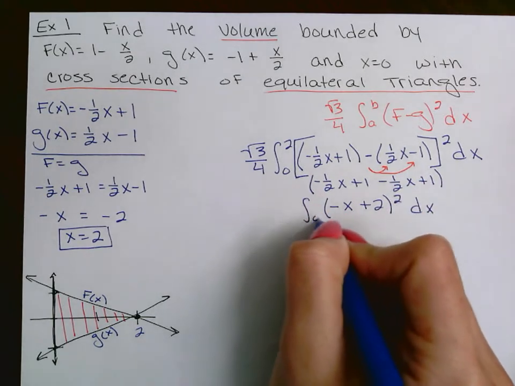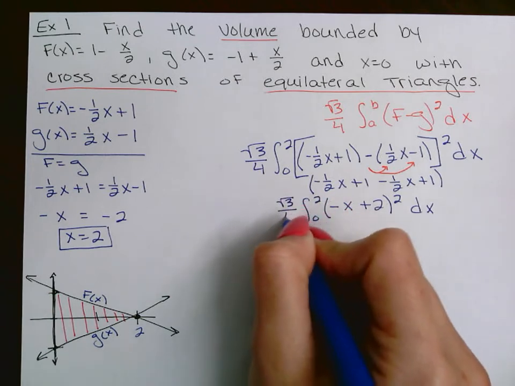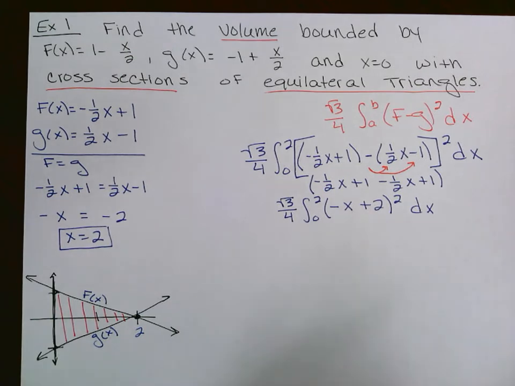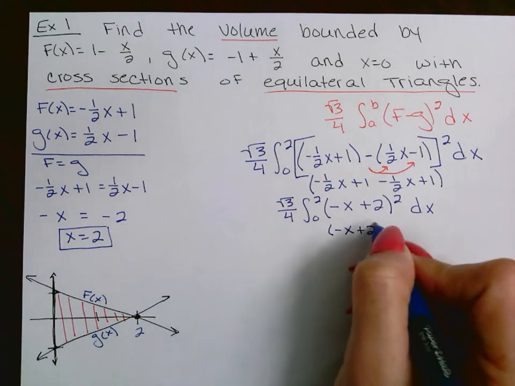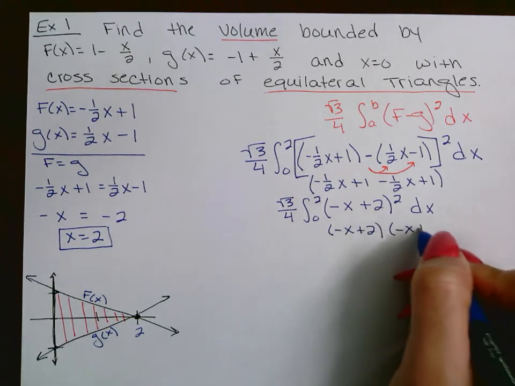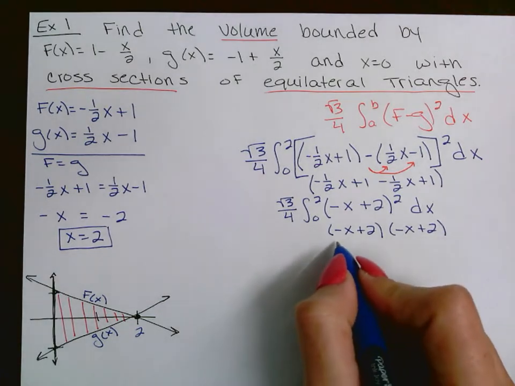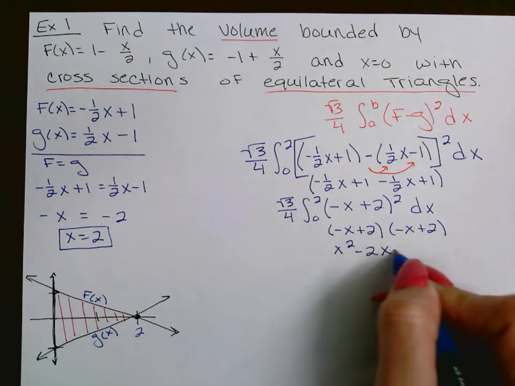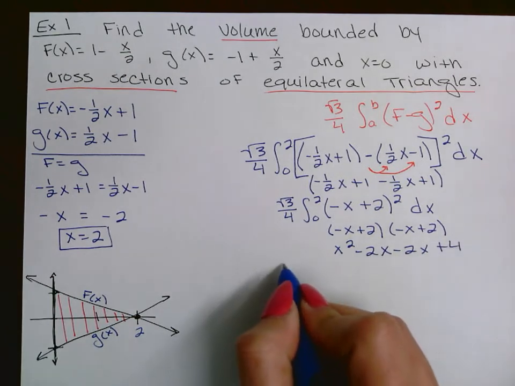And I'm still not done with my algebra because life's going to get a lot easier in the calculus section if I FOIL that first. Okay. So foiling that gives me a negative x plus 2 times a negative x plus 2. Okay. Everybody following? So I have x squared minus 2x plus 4. Now this is what I'm integrating.